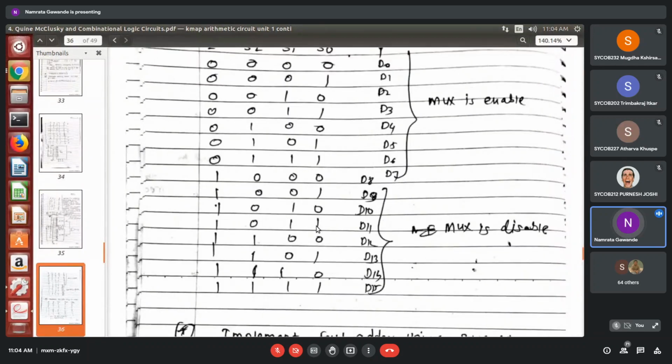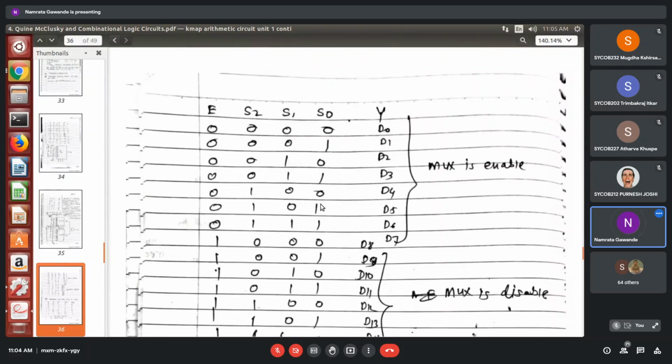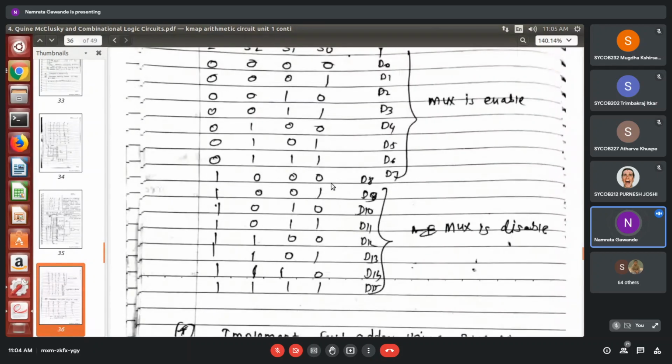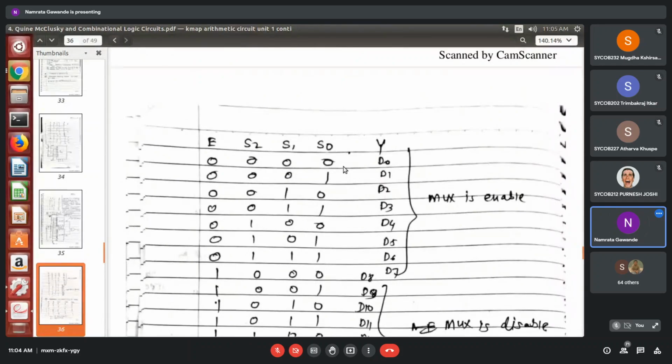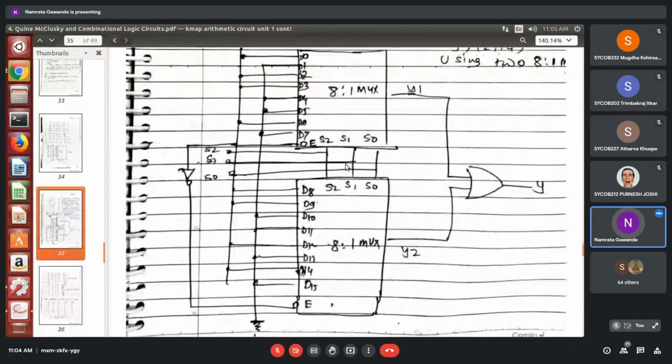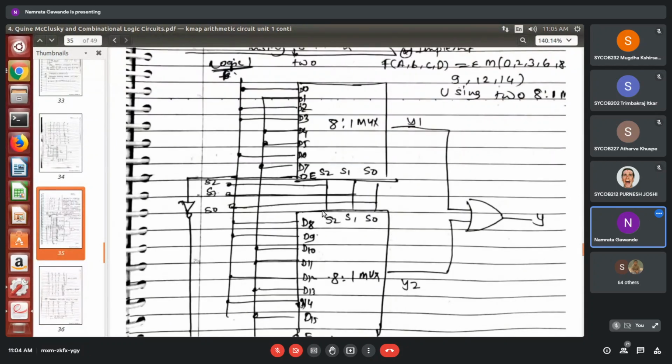Is there any doubt here? Please students, till this point, do you have any doubt? Have you understood or not? Just tell me. Have you understood? Yes, ma'am. Okay.